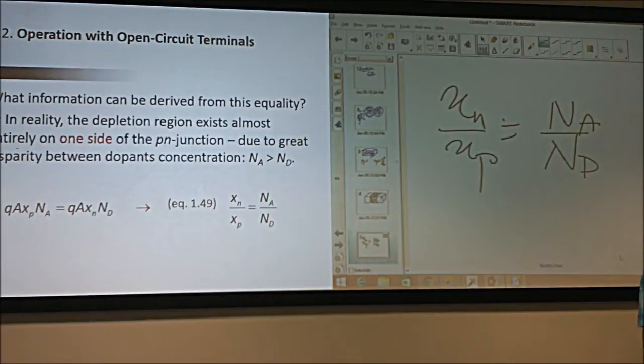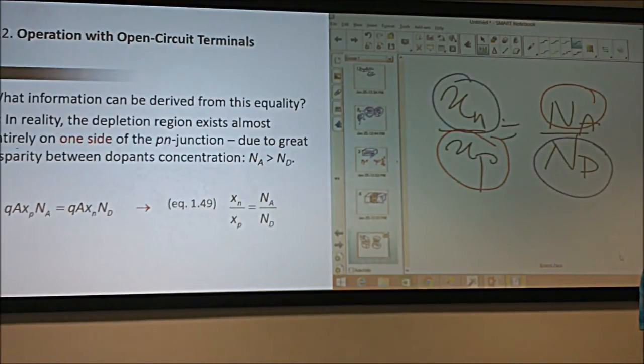So I will choose the red for P. Let's see, NA, they are in where? In P or N? Acceptors. They are in the P or N? P. And XN, is it in N or P? And XP in? And then the others, they are basically in the negative. Yes or no? See, if NA, let's say, if NA is bigger than ND, this implies that XN in blue is bigger than XP. Yes or no? Correct?